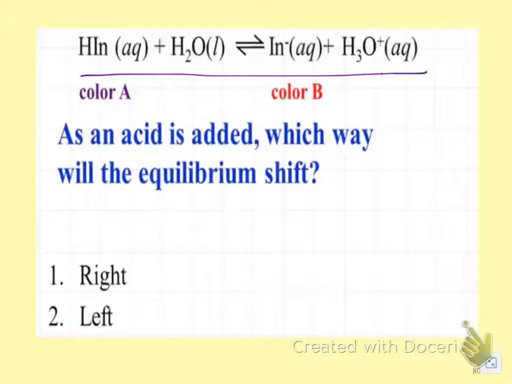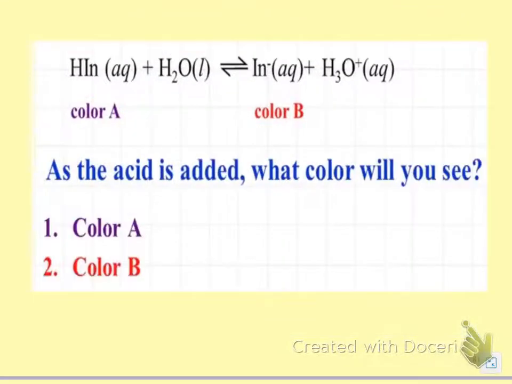Okay, so here's the equilibrium equation. So think about this. If I were to add some acid to this equilibrium, which way will the shift go? Think about that and answer it. Okay, welcome back. I'm hoping that what you said is if I add acid, I'm adding more of this. It's going to cause my equilibrium to shift to the left. And when it shifts to the left, what color will it become? Answer that. Okay, so if it's shifting left, it should become color A.